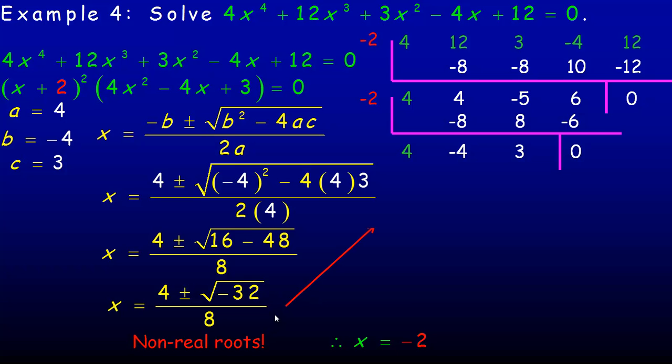Now, if you want to see the non-real roots written as imaginary or complex numbers, then we need to do something with this root of negative 32. So break 32 down into the product of two roots, one of which is a perfect square, and actually you want the biggest one.